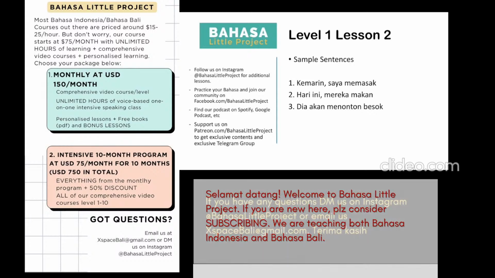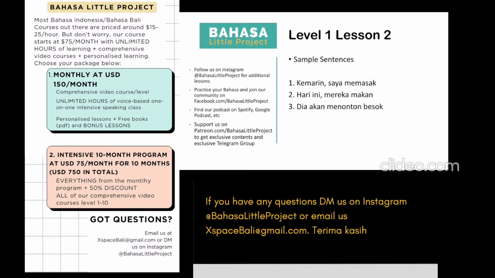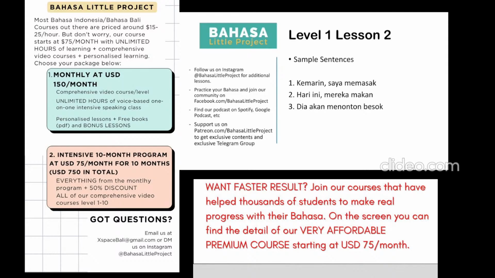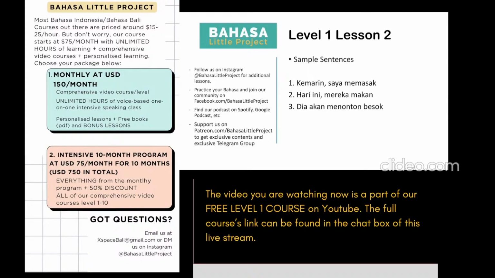Number 2 is hari ini mereka makan. Hari ini is today, of course, right? Mereka is they, and makan is eat. So today they eat. Hari ini mereka makan. That's the natural speed. The slow speed would be hari ini mereka makan. Okay. Number 3 is dia akan menonton besok.